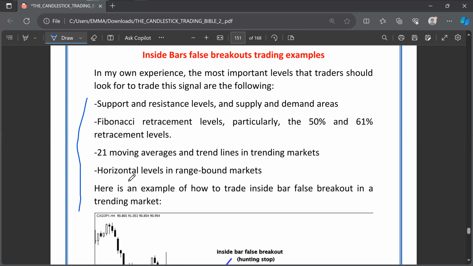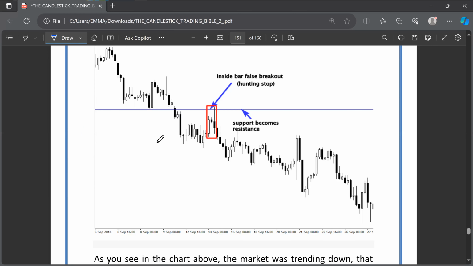So we have key support and resistance levels, supply and demand areas, Fibonacci retracement, particularly the 50% and 61% retracement levels, the 21 moving average, and trend lines in trending markets, horizontal lines in range-bound markets. Here is an example of how to trade the inside bar false breakout in the trending market, right?